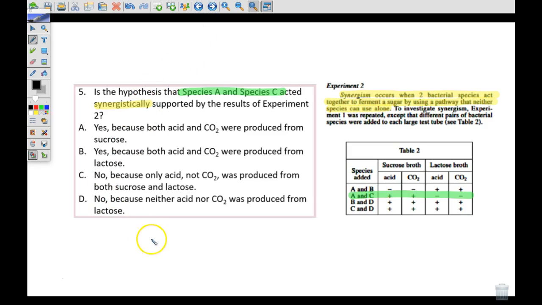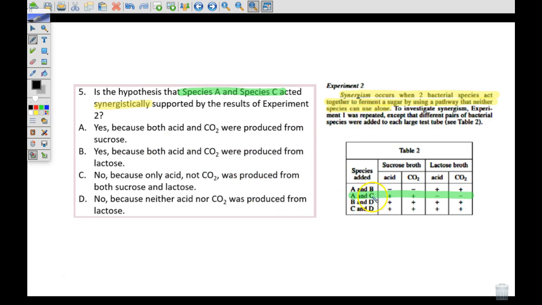Our last question asks, is the hypothesis that species A and species C acted synergistically supported by the results of experiment 2? So synergism, as a reminder, because we haven't seen that word the whole 4 questions before this, occurs when 2 bacterial species act together to ferment a sugar by using a pathway that neither species can use alone. So what that means is that if you combine 2 species, it'll react no matter what because one species will make up for the other one.